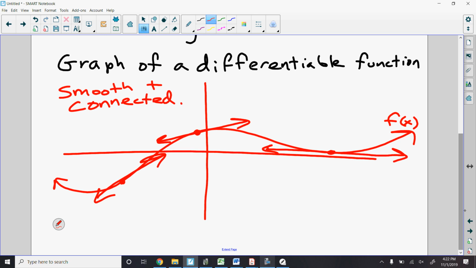Now, polynomials: quadratic, cubic, quartic functions are all differentiable. Linear functions are all differentiable, because we can do the derivative and evaluate it anywhere, okay? But what we're going to look at now are some things that cause problems to differentiability, okay? One of those things is called a corner.